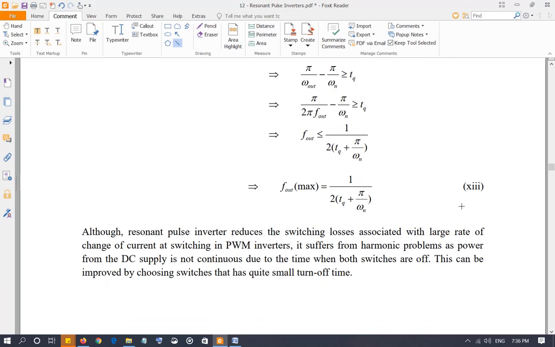So that's a description of the basic resonant pulse inverter. What is the advantage? Of course, we discussed the advantage at the beginning. It reduces switching losses, which are associated with large rate of change of current. But of course, it has the harmonic problem. Why? Because you have discontinuity in the output waveform when you have the dead zone. Now, based on your switches, you can reduce that discontinuity. If you choose very fast switches, then that discontinuity can be reduced, and you have a very low harmonic. There will still be harmonics, but there will be a very low harmonic problem.